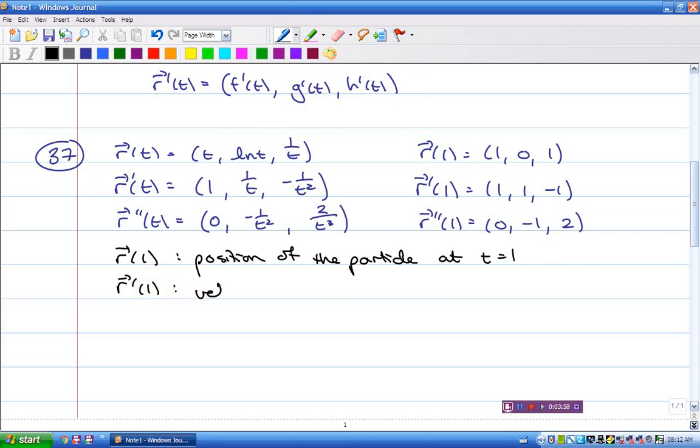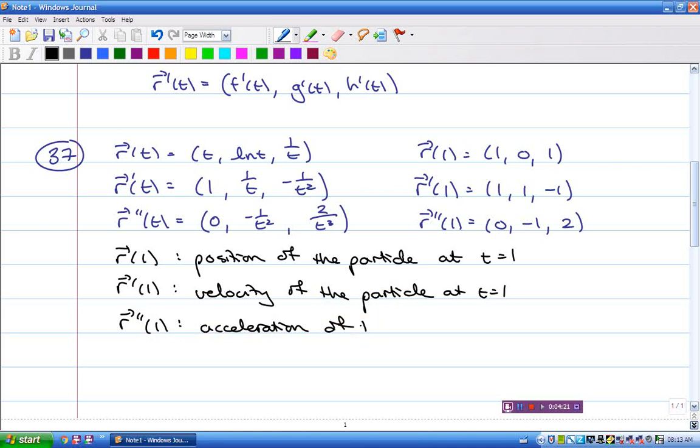So velocity of the particle at t equals 1. And then, unsurprisingly, r double dash is the acceleration. Acceleration of the particle, I keep writing particle incorrectly, at t equals 1. Let me fix that.